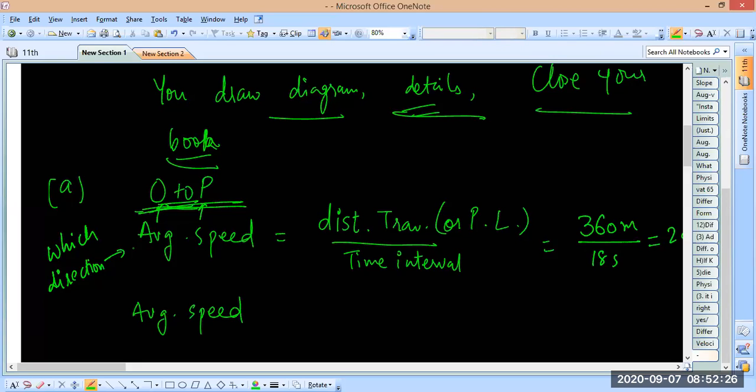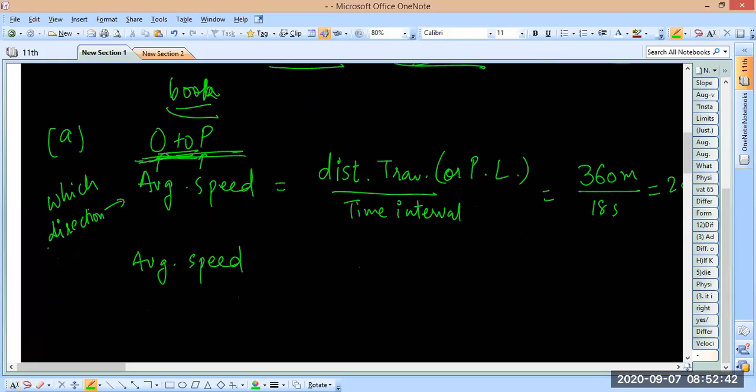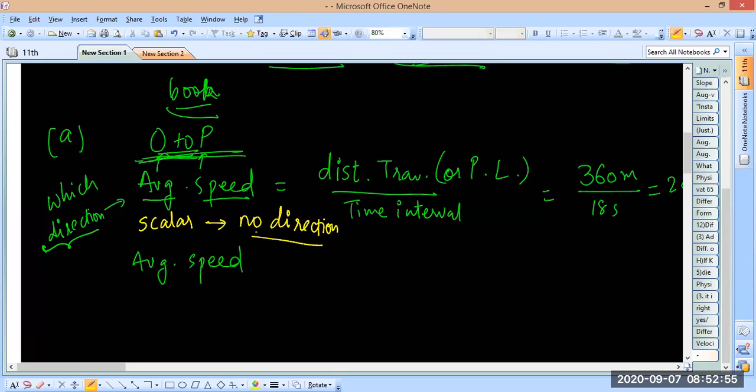So I think now it's enough. The correct answer is... People, wake up before you join physics class, because now physics has started. People, this is average speed. And I hope you all remember that average speed is a scalar, and scalars don't have direction. So the correct answer is no direction. Everyone else is wrong.